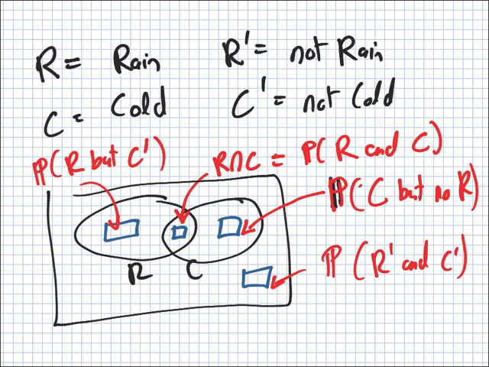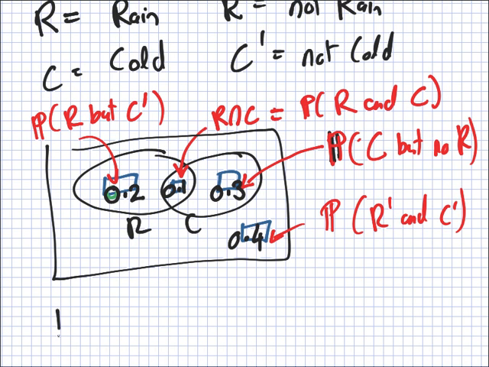Let's pick an example now. Let's put in some numbers. Maybe I'll put in here 0.2, and this is 0.3, and this is 0.1. We actually know what this number should be, because the total probability has to be 1. So this would be 0.4.